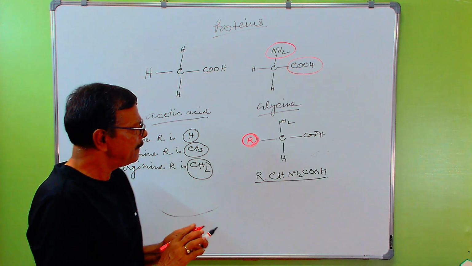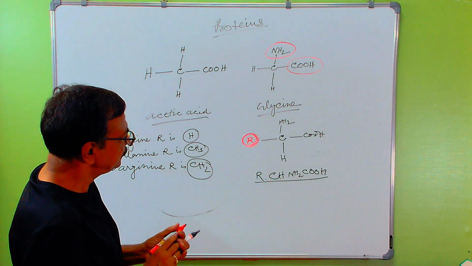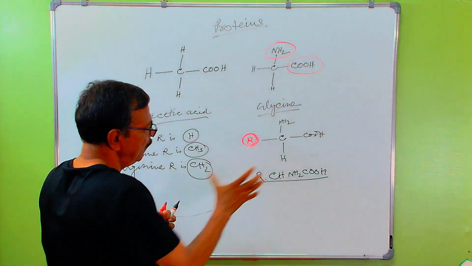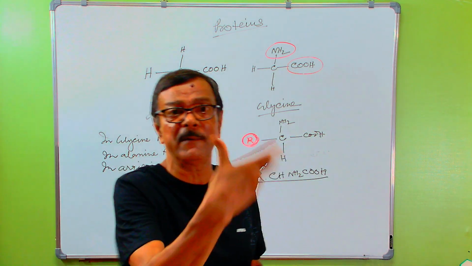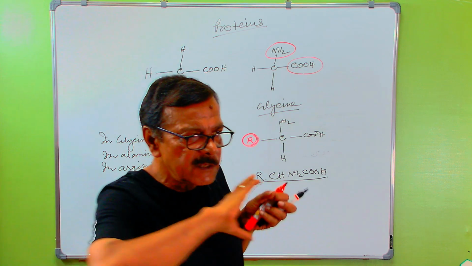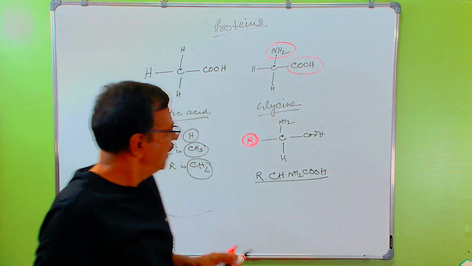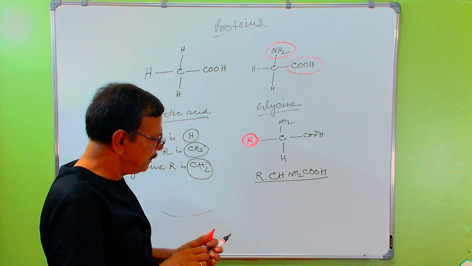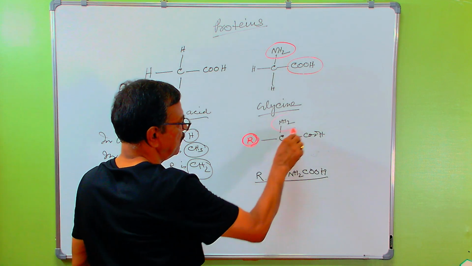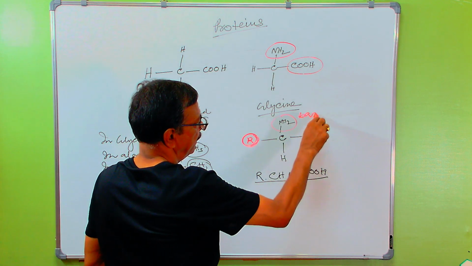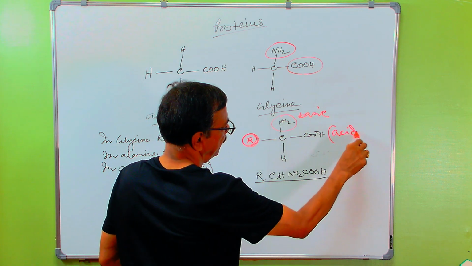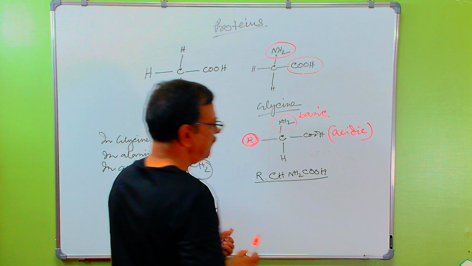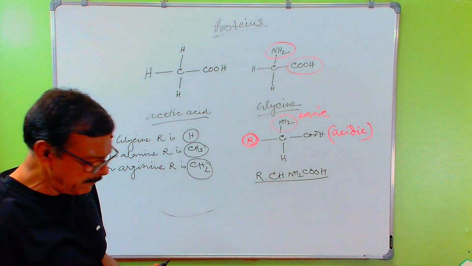Now we can say that one amino acid joins with another amino acid, joins with another amino acid. And this is the basic amino group, this is the acidic group. So amino acid can be called amphoteric.